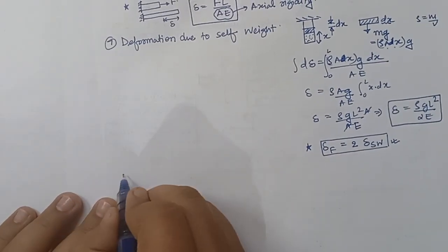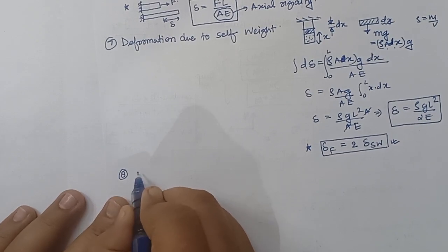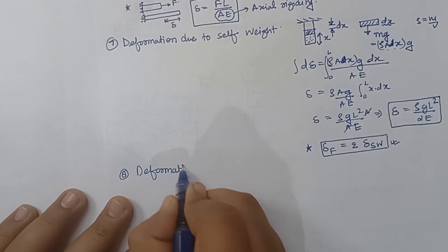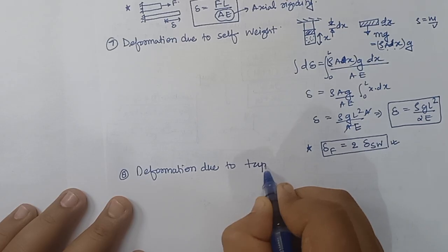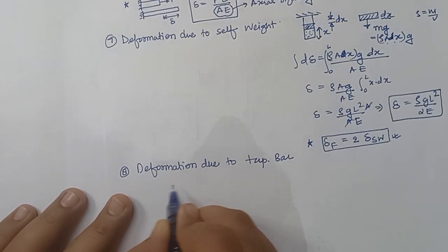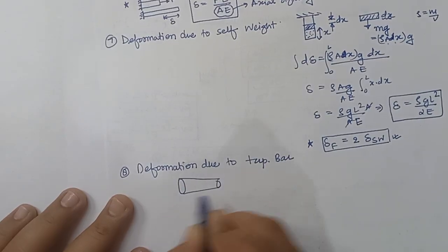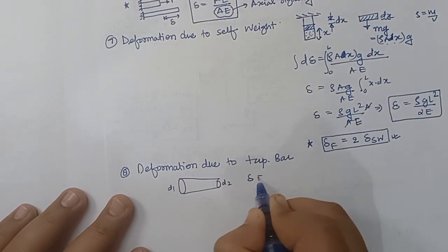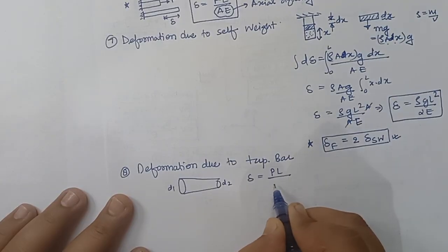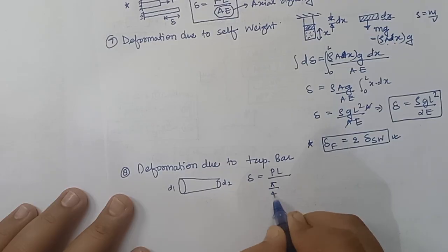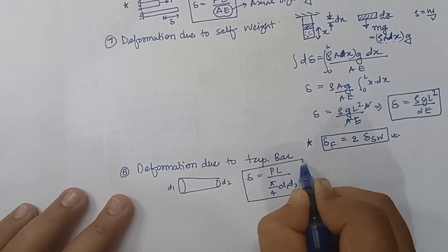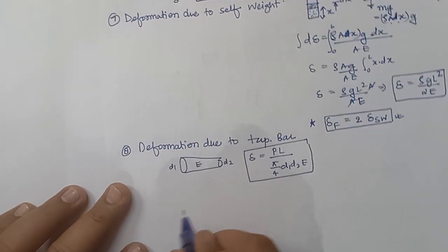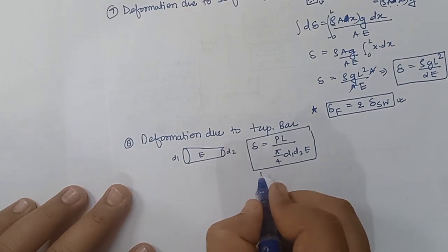Now after this we have deformation due to tapered bar. So tapered bar, something like this, D1, D2. So the deformation will be PL upon, and in place of A, I'll write pi by 4 D1 D2 E. E is the material property. This is deformation due to tapered bar.